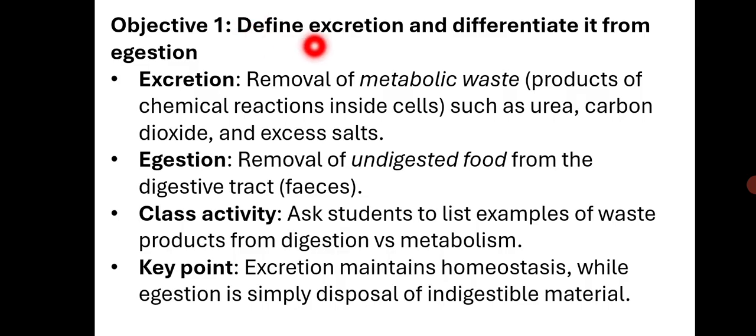The first objective in our list of objectives is to define excretion and differentiate it from egestion. So what is excretion then? Excretion is defined, and we are going to confine our understanding of the process to this definition here. Excretion is the removal of metabolic wastes. Metabolic wastes are products of chemical reactions inside cells.